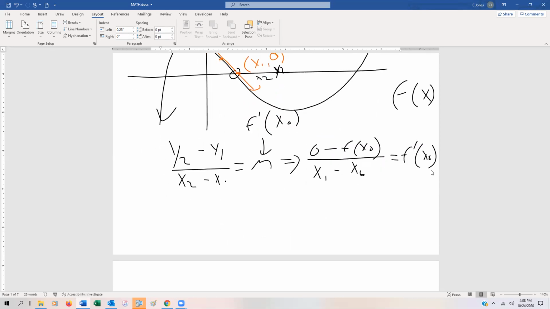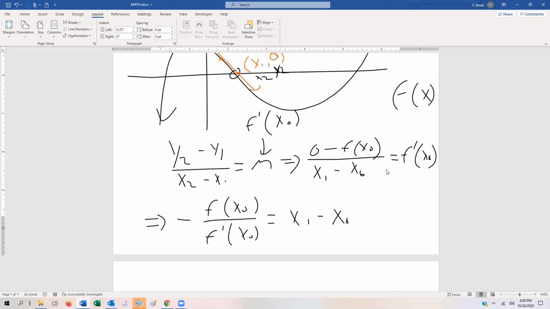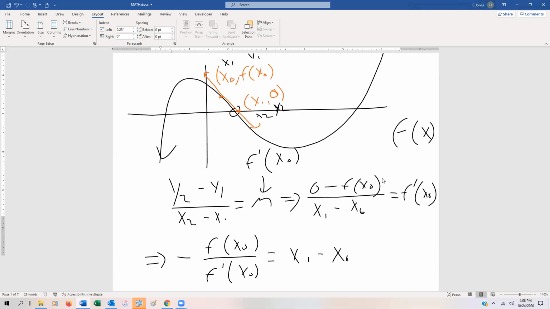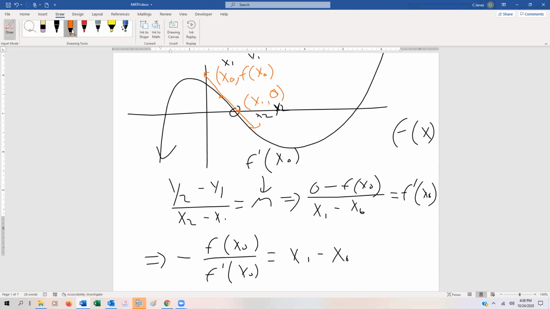Now what we can do is multiply both sides by x1 minus x naught, and then divide by f prime at x naught. So let's do a little bit of algebra, and we're going to get the opposite of f at x naught divided by f prime at x naught, and that's going to be equal to x1 minus x naught. And where's the guess? Well, the guess that we want is actually going to be the point x1. So if we solve for x1, we would get the guess.